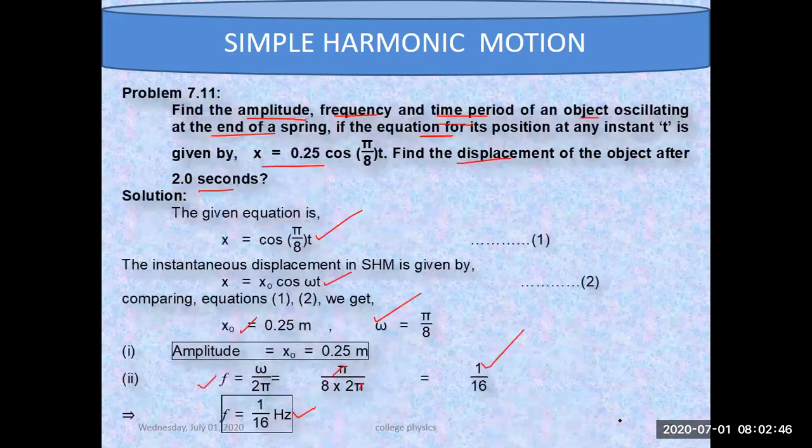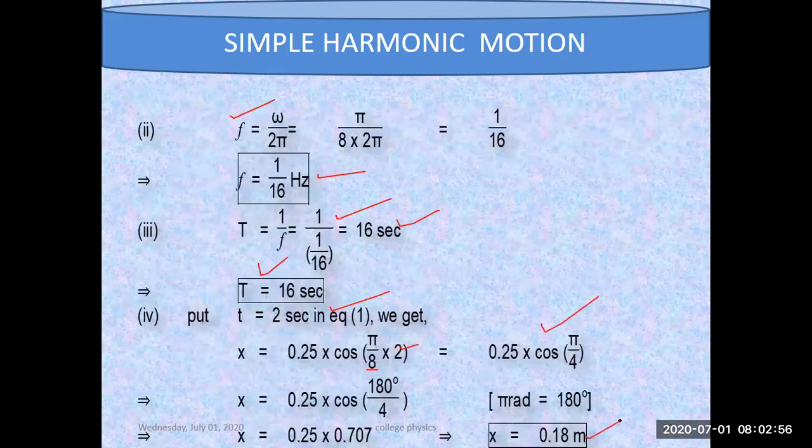So here were the few steps which we have calculated. The equation given is this one. You were asked to calculate amplitude and frequency, and you have used this formula, taking the inverse of the frequency to find the time period, and then we have put the value in the given equation, and finally we have calculated the displacement.